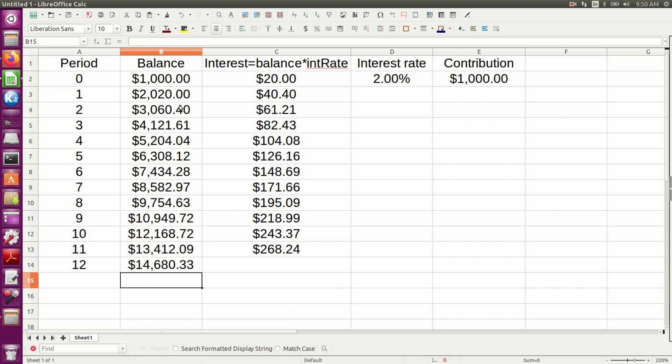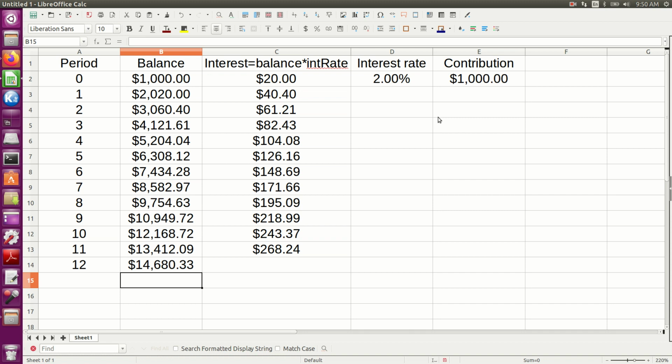Now, here, I would have to look at how much did I contribute. Well, I contributed $1,000 in each of these periods. So how many periods? Notice that's not 12. I contributed $1,000 in 13 periods. So I had contributed $13,000. But now notice that I've got 14,680. So I actually made $1,680.33 in interest.